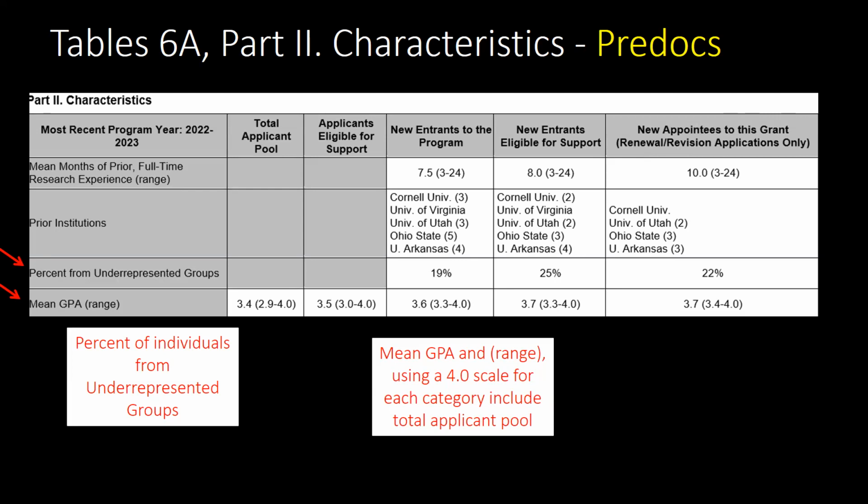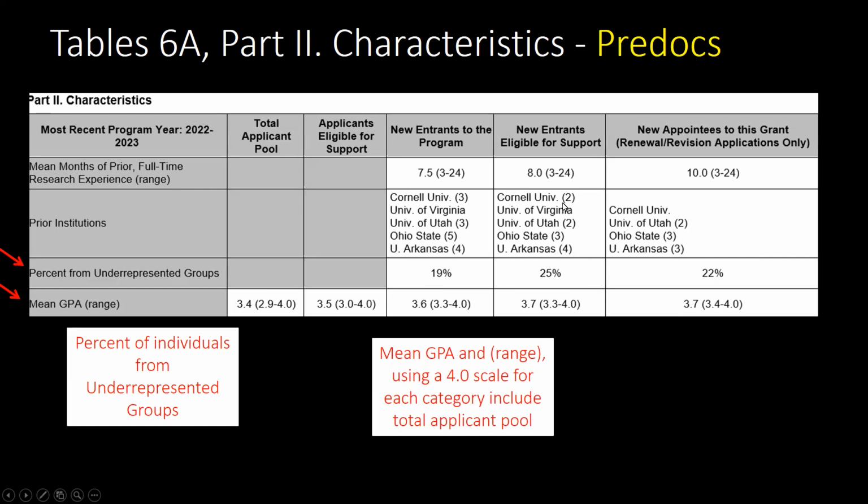So you can see here, you have to give information based on the number of underrepresented minorities that were new entrants into the program, and then that were actually eligible for support, and that actually were appointed to the grant. Okay, sorry about that.